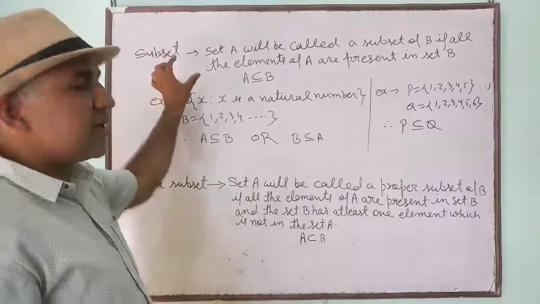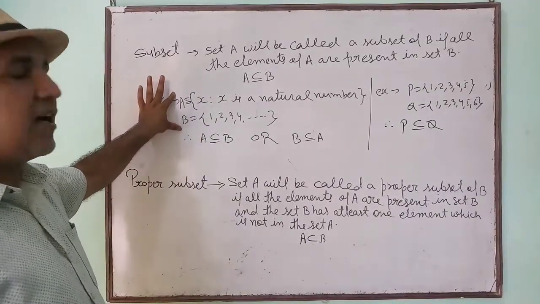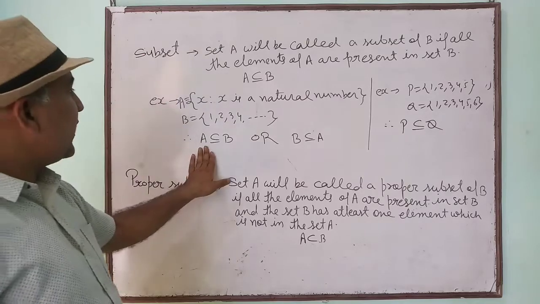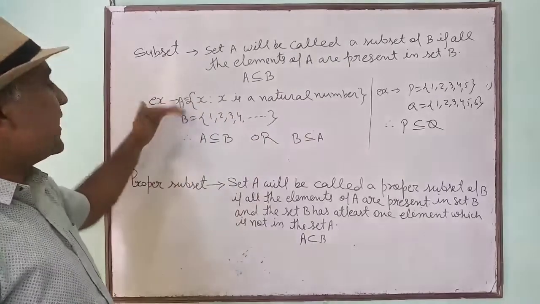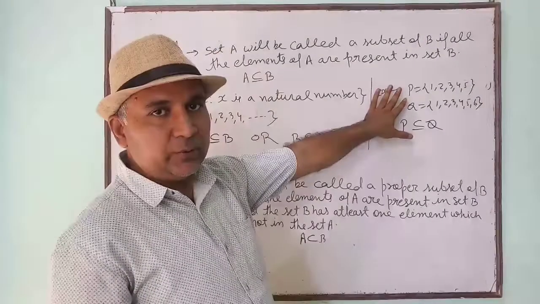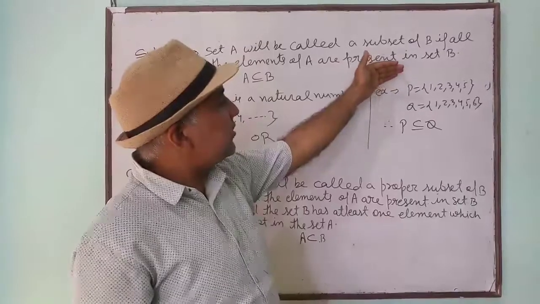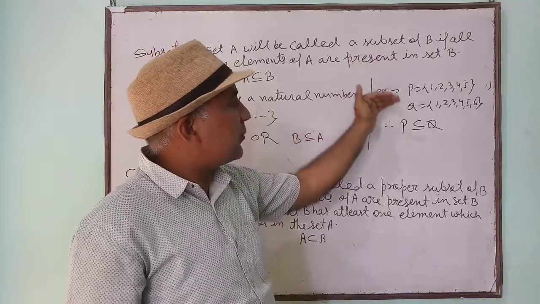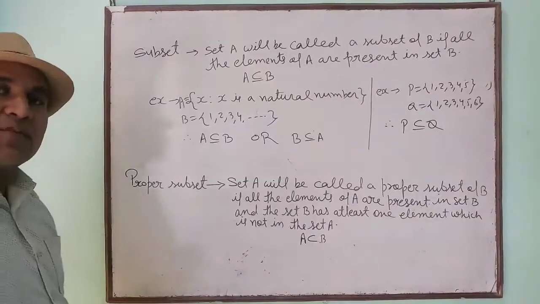In the case of a subset, it may be possible that both the sets are equal. If you can write A is a subset of B and B is a subset of A, it means A and B both are equal. And it may also be possible that both are not equal. The main point of a subset is that the elements of one set should be present in the other set. Understood? Now see the proper subset.